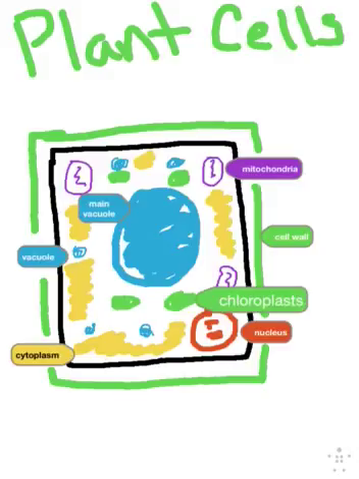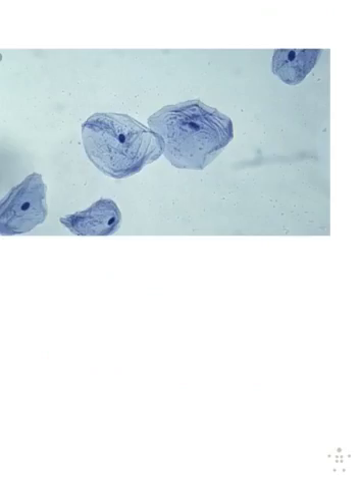So these are the basics of a plant cell. Let's have a look at some plant and animal cells. Let's see if you can decide which one is which. Do you think these are plant or animal cells? How can you tell?